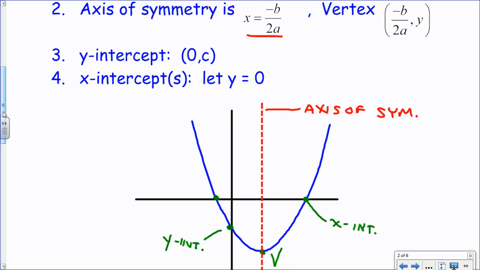So in this case, this parabola has 2 x-intercepts. It is possible to have 1 if your vertex is on the x-axis, or none if it's above. You have your vertex, your axis of symmetry, and then 1 y-intercept. So all the vertical parabolas will have 1 y-intercept.